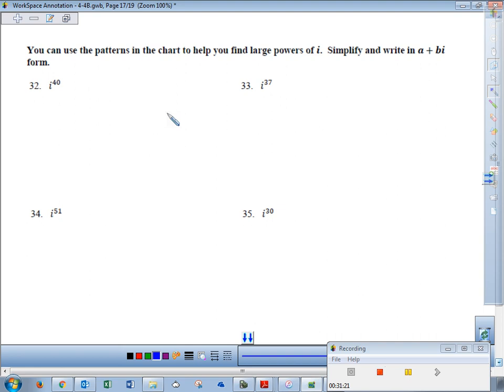How many times does 4 go into 40 evenly? Your job is to divide 40 by 4. What do you get? 10. And what's the remainder? How much was left over?